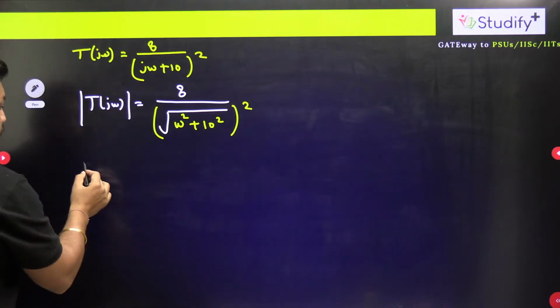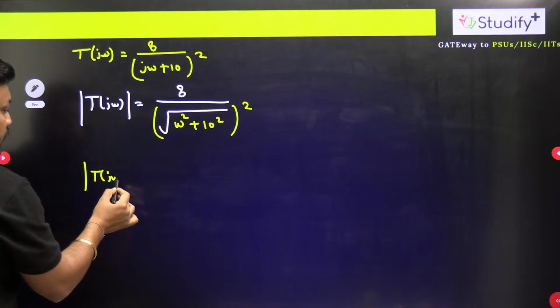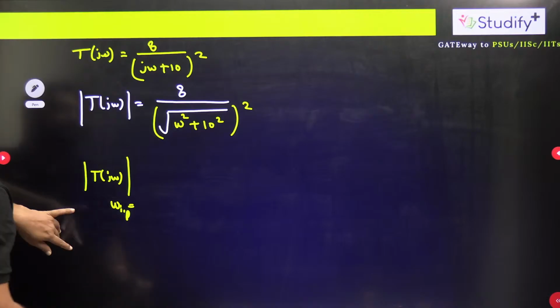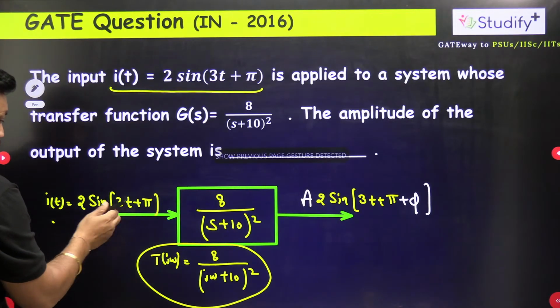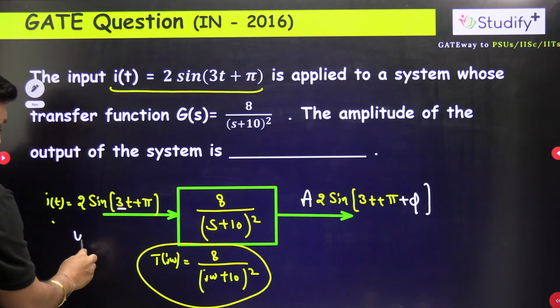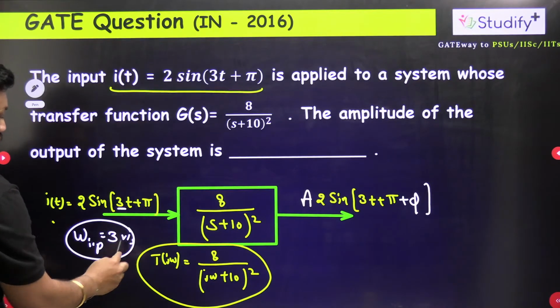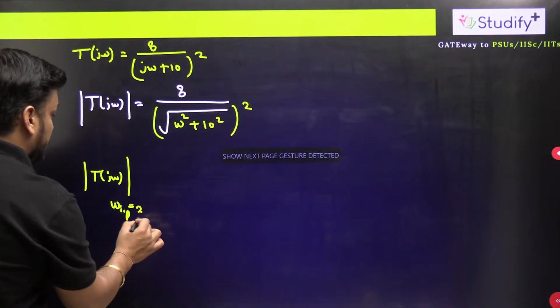Now student, we are looking for A, so we should put the magnitude of T(j omega) at omega input. What is omega input? Is it 2 sin omega t? Omega is 3. Omega input is nothing but 3 radian per second. Yes, just put 3 wherever there is omega.